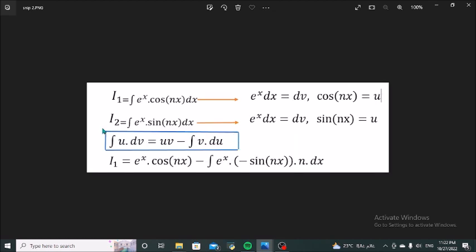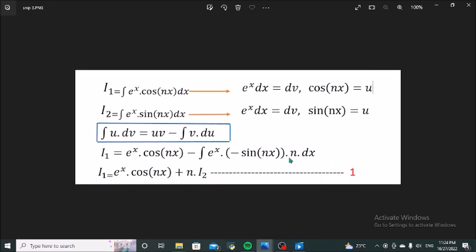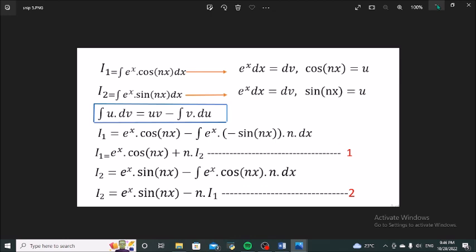Now here is our rule enframed. The first integral would be e to the power x cosine nx. E to the power x is v and cosine nx is u, minus the integral of v du, the differential of cosine nx, which is minus sine nx times the differential of nx, which is n, all dx. But as you see here, minus and minus becomes plus. The integral of e to the power x sine nx times n dx is equal to I2 multiplied by n. So we can write I1 equals e to the power x cosine nx plus n times I2 because of this n.